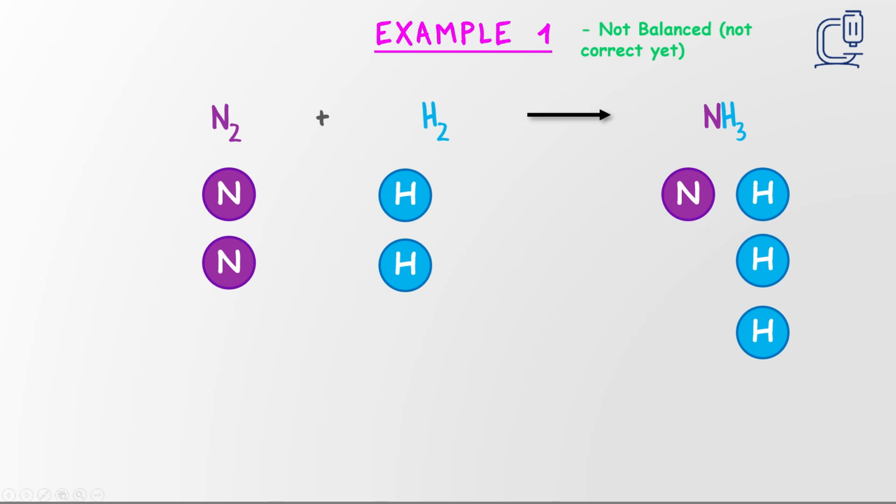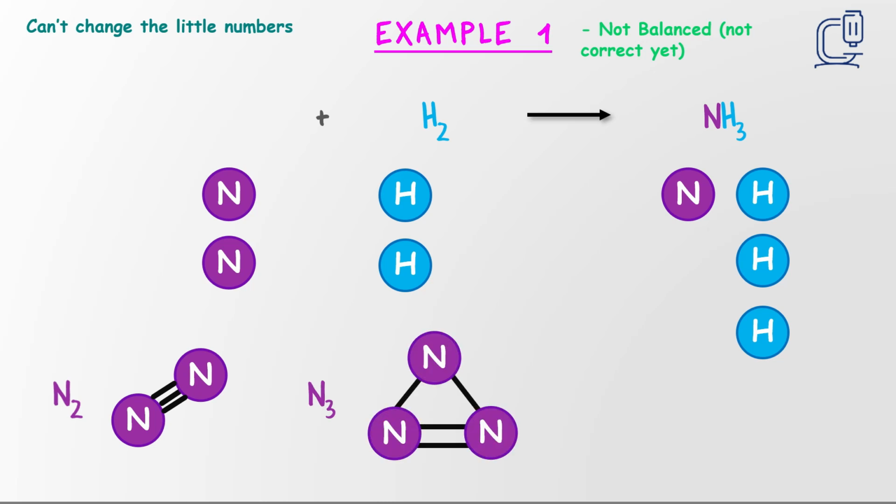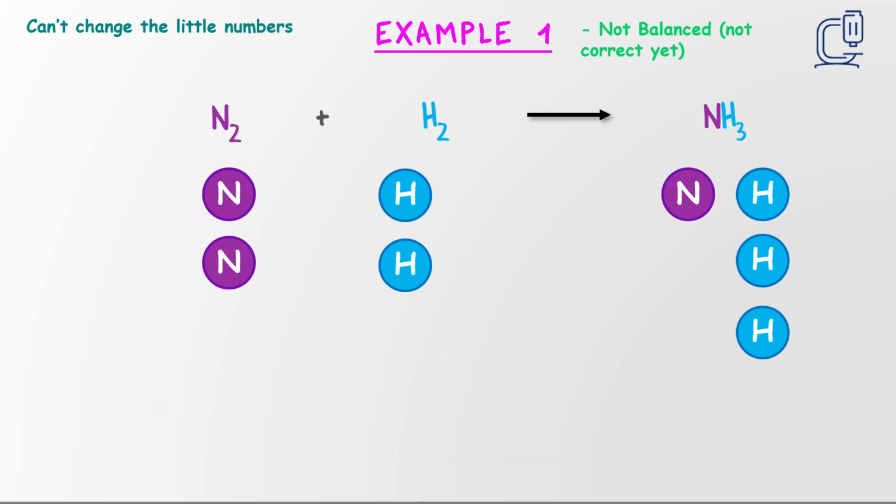The first rule of balancing equations is you can't change formulas by changing the little numbers, as this would change the type of chemicals in our equation. So we can't change N2 to N3, as N3 would be a different substance which is not nitrogen. We have to concentrate on changing the numbers in front, or the big numbers, of the different elements and compounds. These represent how many of our substance there are.